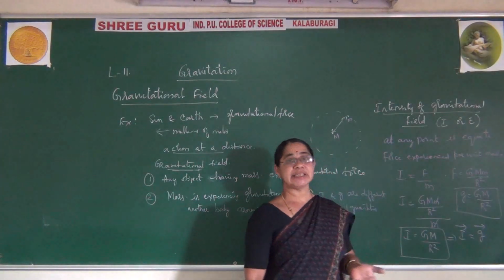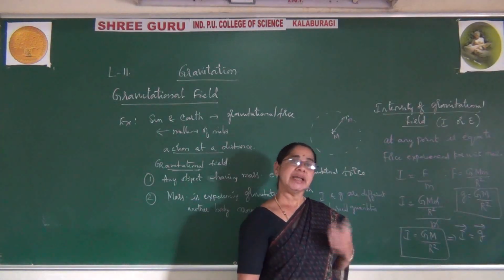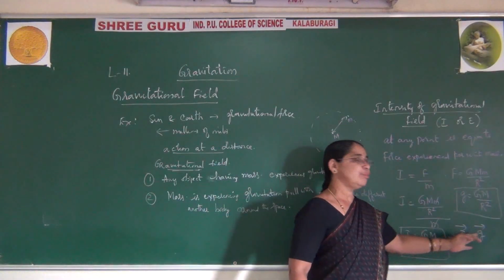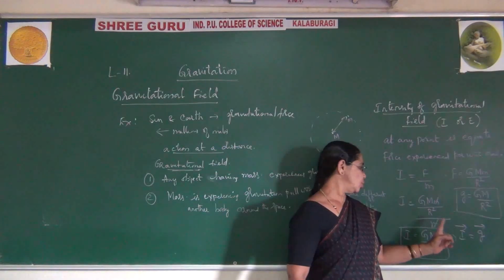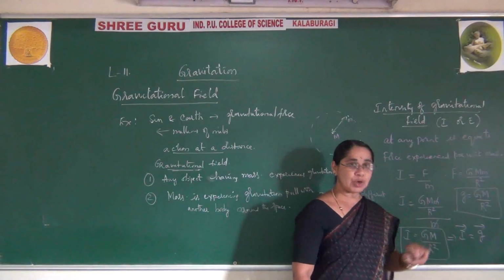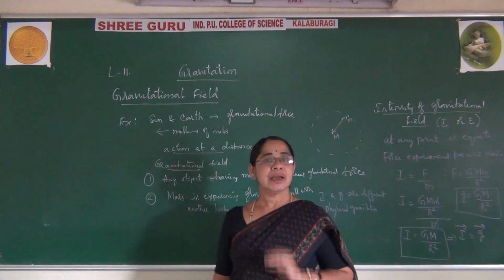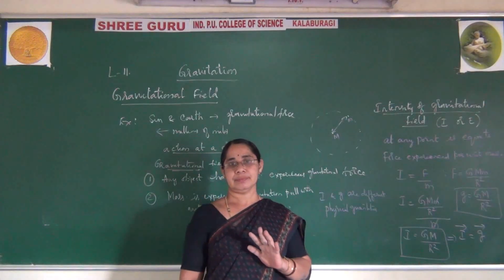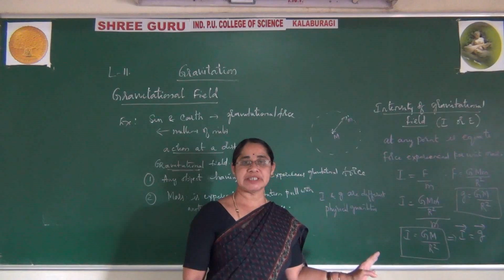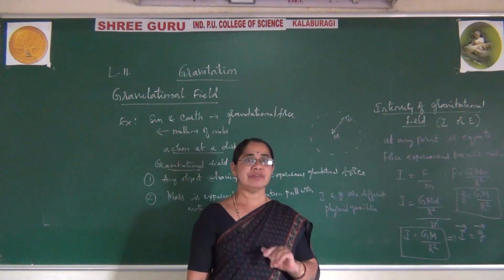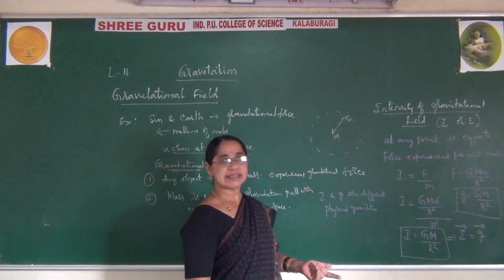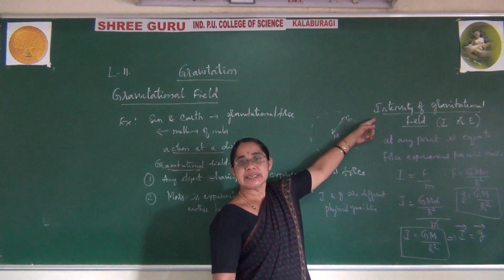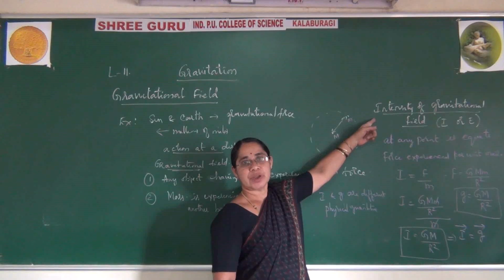But g is acceleration due to gravity. It's a vector quantity. Intensity is also a vector quantity, so naturally we can write both with vector heads. So from this we observe I is equal to g. But remember, I and g are different physical quantities. We have arrived at this expression, but I and g are different physical quantities. g is called acceleration due to gravity, I is called intensity of gravitational field.